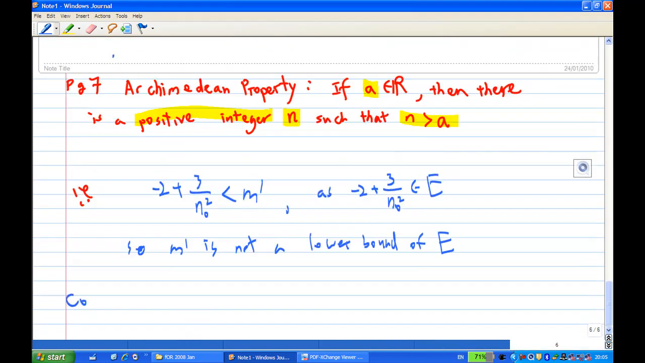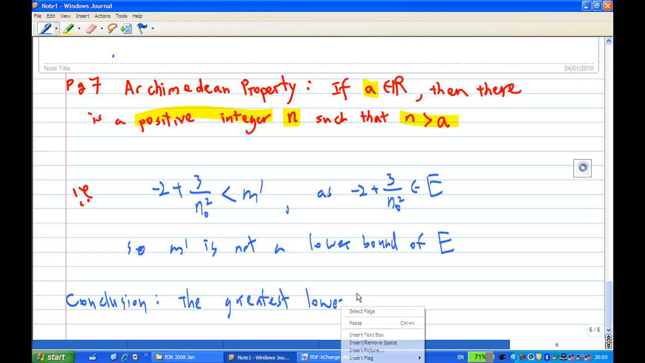So the conclusion is that the greatest lower bound of E is -2. Or we write: the infimum of E is equal to -2. That's the end of the recording.